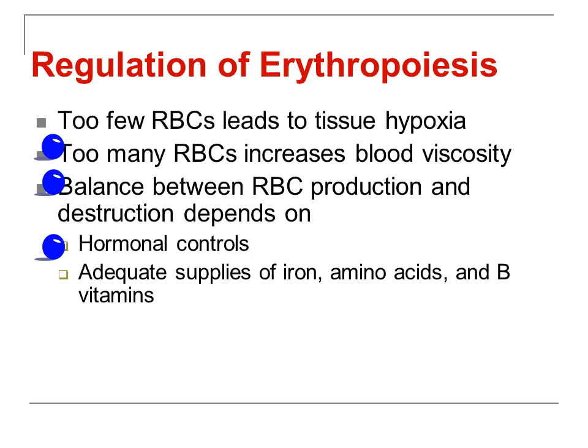But what is the regulation of erythropoiesis? What causes the formation of red blood cells to take place? Too few red blood cells can lead to tissue hypoxia, and this causes formation of red blood cells. Also, too many red blood cells increase blood viscosity, and this reduces erythropoiesis. The balance between red blood cell production and destruction depends on hormonal control and adequate supplies of iron, amino acids, and vitamins.